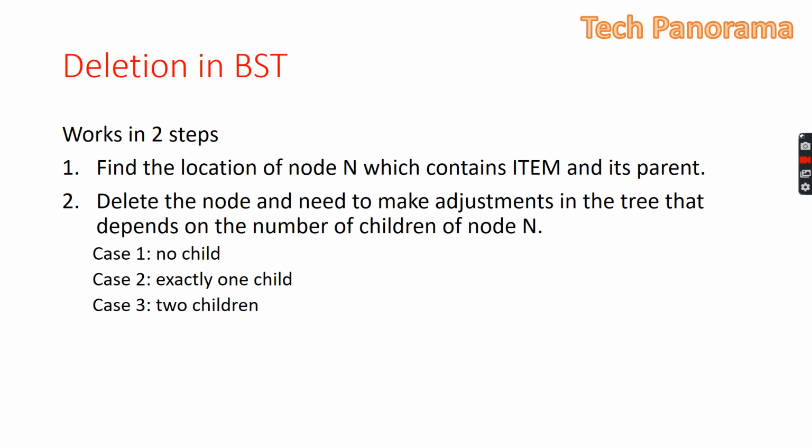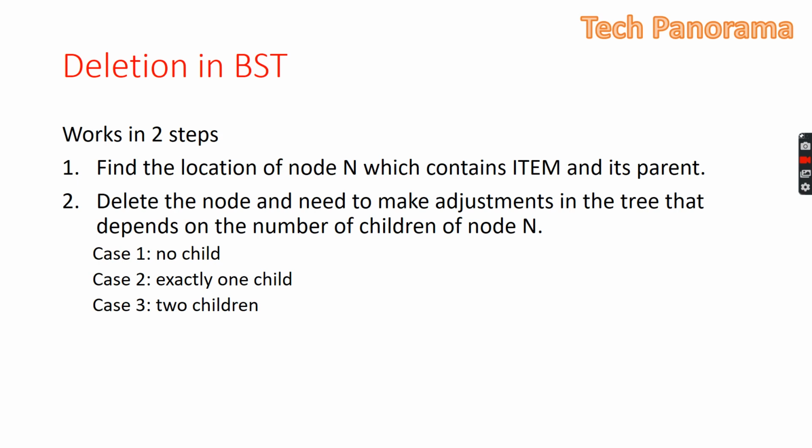First, we will find the location of the node N that we are going to delete. So we have to find the location of the N which contains the item, and we also have to note down its parent, because after deletion there will be changes on the parent side. So we need the location of the item that we are going to delete and its parent. After finding the location, we will start the delete operation.